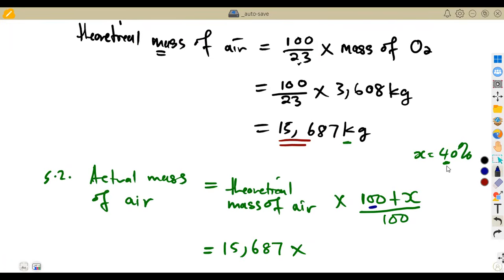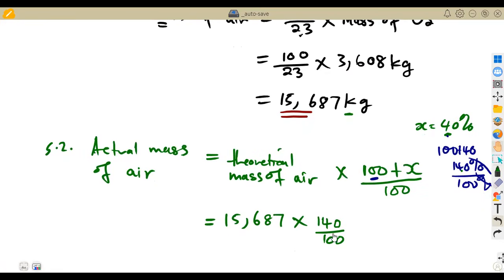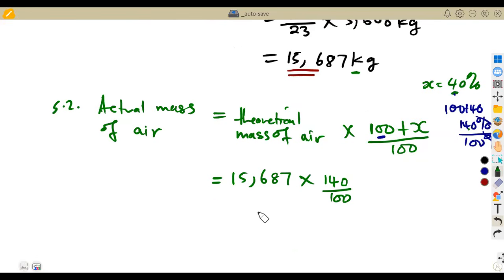So if we add, in this case, 100 plus 40, that is going to be 140 percent. So it's 100% over 100%. That's why the percentage is not there. But we are supposed to have a percentage there. So we're going to have 140 from the sum of these two. That's 140 over 100. All right. Sorry for that. So this is 140% over 100%. So we can obtain now the actual mass of air in this case. This was going to give us something like 21,9618 and so on, which is 962 kgs.